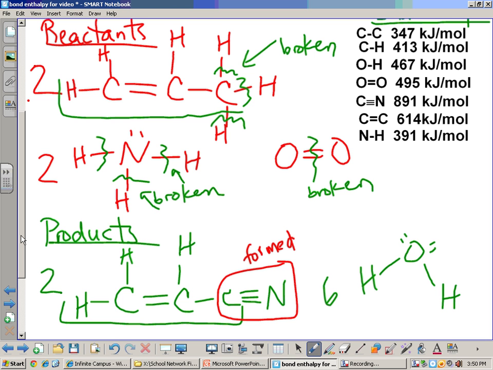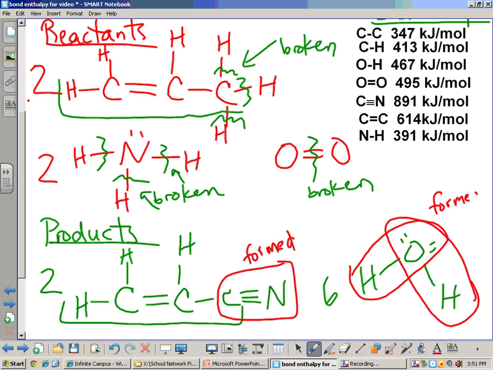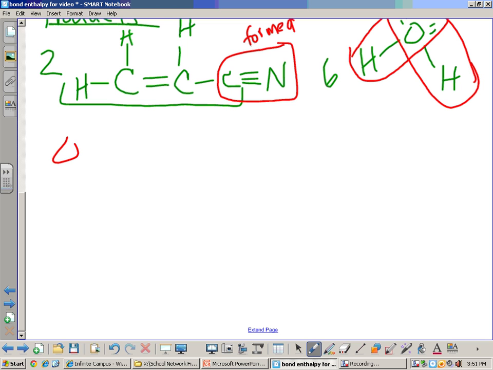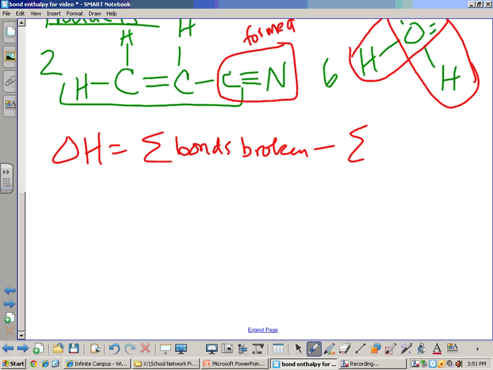But again, looking at our products, there's something else that we end with that we don't begin with, and it's this oxygen to hydrogen single bond, that O to H single bond. And if we're going for completion's sake, we are making that too. This is a formed bond. So we've established what bonds were broken and which bonds were formed. Now we can do our math, because the math, again, is delta H, the sum of the bond energies for bonds that are broken, minus the sum of the energy for the bonds that are formed.